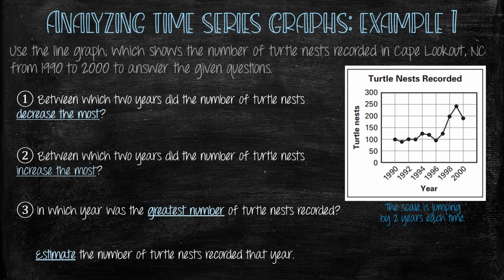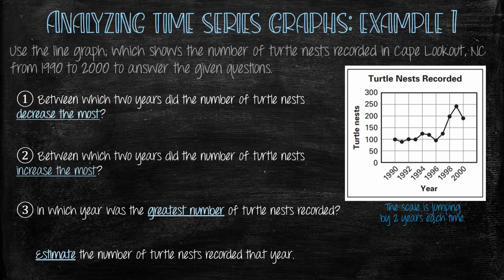Analyzing time series graphs. So we have a graph there for you. We're going to use it. It shows the number of turtle nests recorded in Cape Lookout, North Carolina. Old data from 1990 to 2000 to answer the given questions. And I have everything there for you. But do notice I have in blue underneath the graph, the scale's jumping by 2 years each time. So just make note of that.